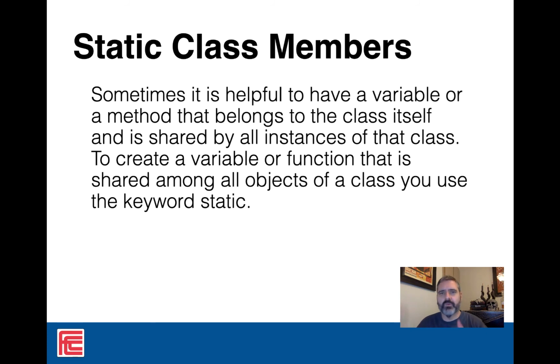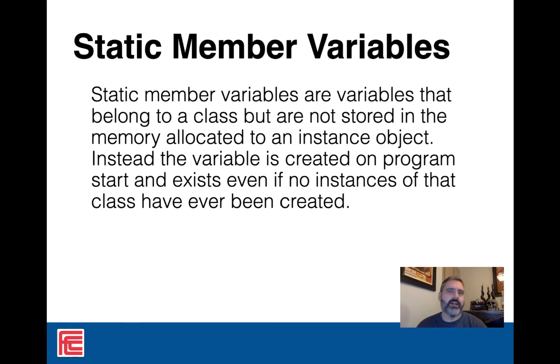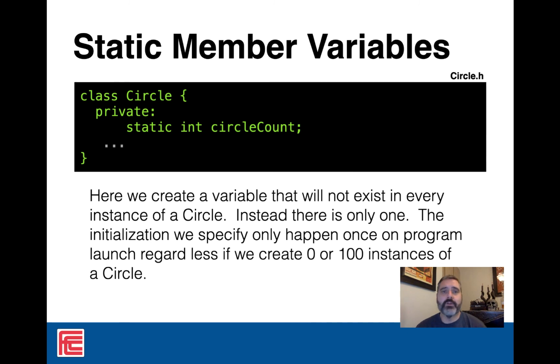So if you only want to store one copy of something and you want it associated with the class or something that all instances of the class can share, you want to create a static class member. The way you create a static class member is just to put static in front of it. So here I have another integer, circle count. It's going to keep track of the number of circles I created, and I made it static. So there's only going to be one. It's associated with the class, not with anything else. And there we go, we've declared it.